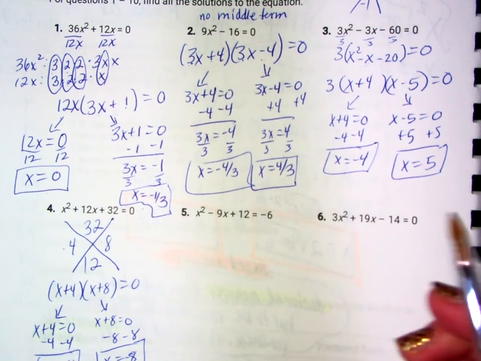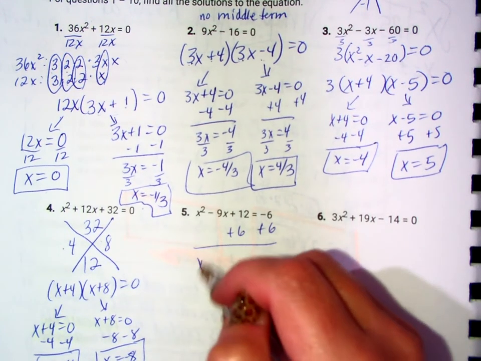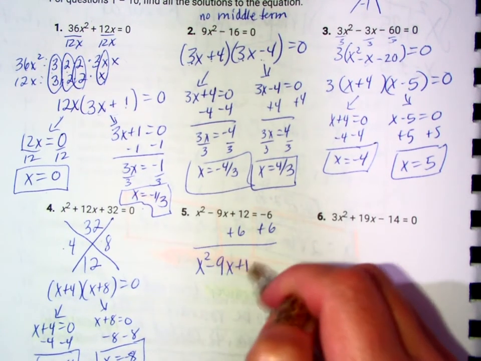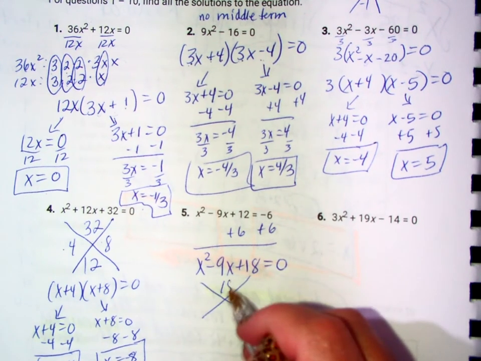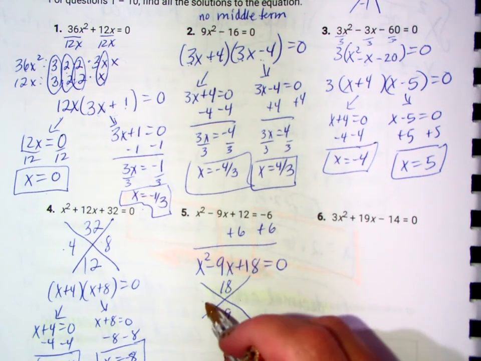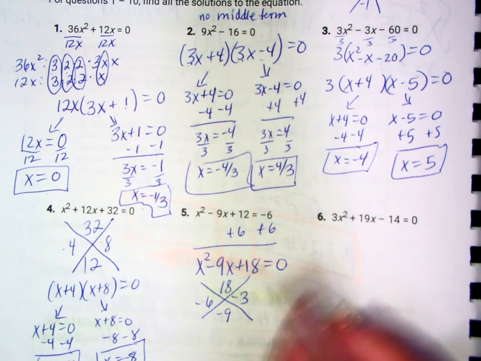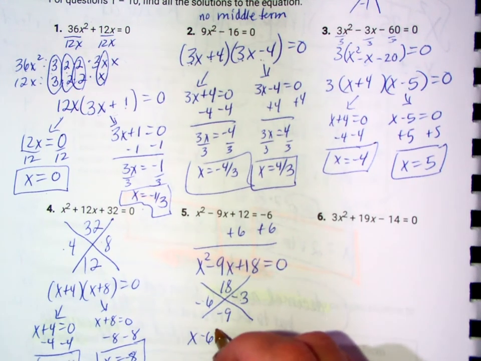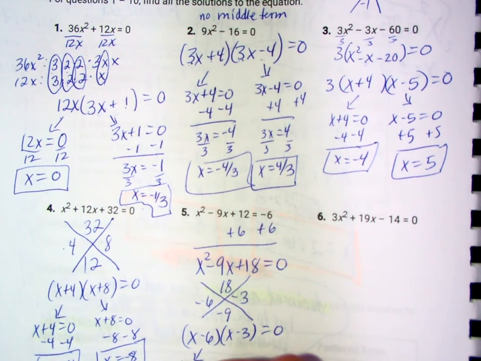Okay, this one is not ready yet. This one I have to add 6 to both sides to get it into standard form. Now that it's equal to 0, now it's in standard form, now it's ready. What times what makes positive 18? 6 and 3 both get a negative to sum up to -9. x minus 6 and x minus 3 are my factors. Solve each piece by setting it equal to 0.